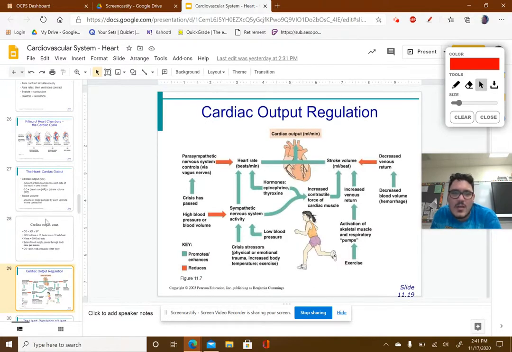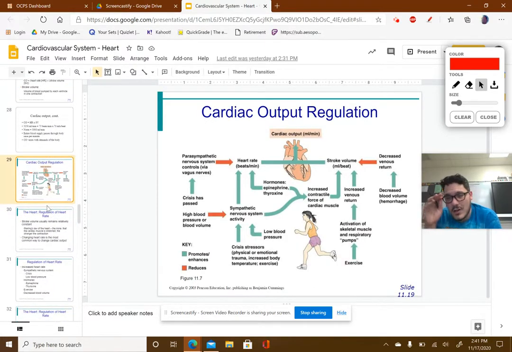That's what we see here. There's a number of different things that can affect cardiac output, such as crisis stressors, less blood in the body due to hemorrhaging, exercising. A number of things can affect cardiac output. That's what we expect.